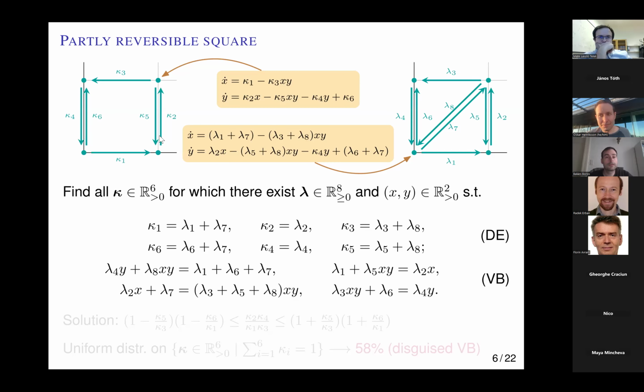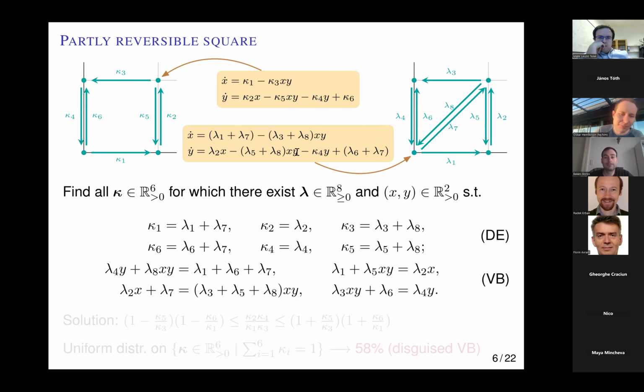Reversible, partly reversible square, same as on the previous page. But now I take another network, my auxiliary network, which is the same, just two diagonal reactions are added. I denote the original rate constants by kappa. The new network, my auxiliary network, has rate constants denoted by lambda.